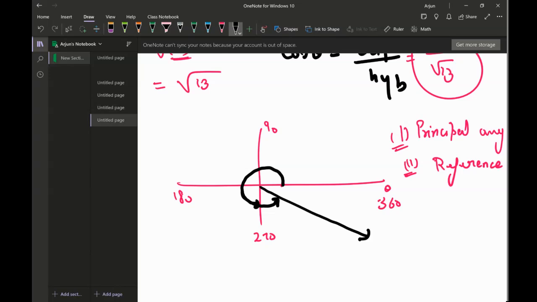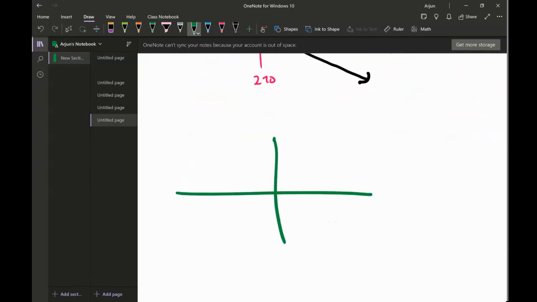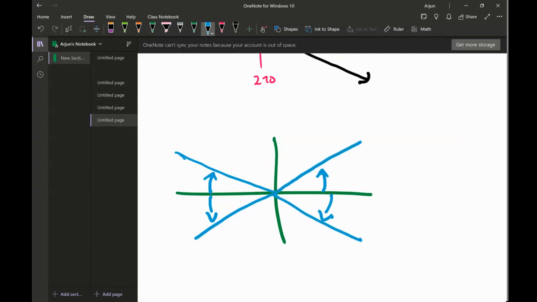Now, the reference angle is always with respect to the horizontal line. Whenever we measure the reference angle, we measure it with respect to this line. What do I mean by that? If I draw the coordinate system one more time, the reference angle can be this angle, this angle, this angle or this angle. So I can clearly see if you are in the first quadrant, then the principal angle and the reference angle are exactly the same. For example, if I take 45 degrees as the principal angle, the reference angle will still be 45 degrees.